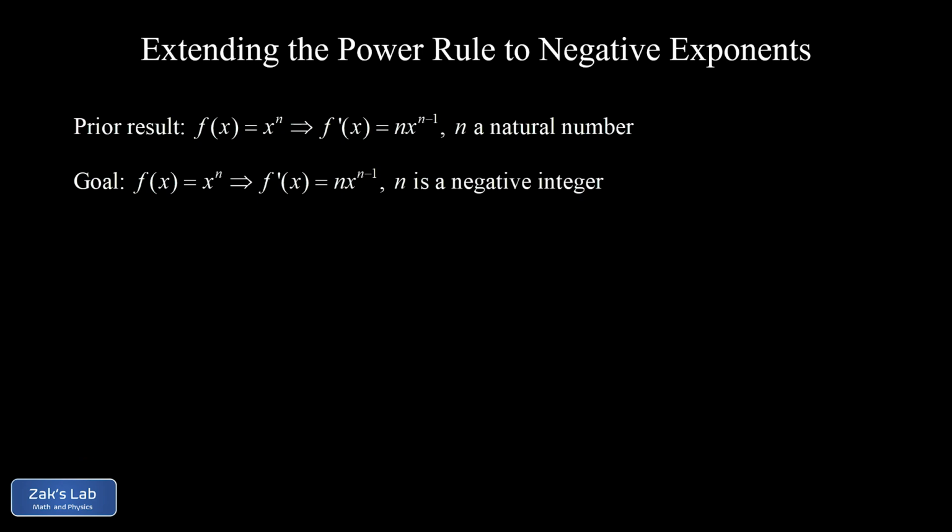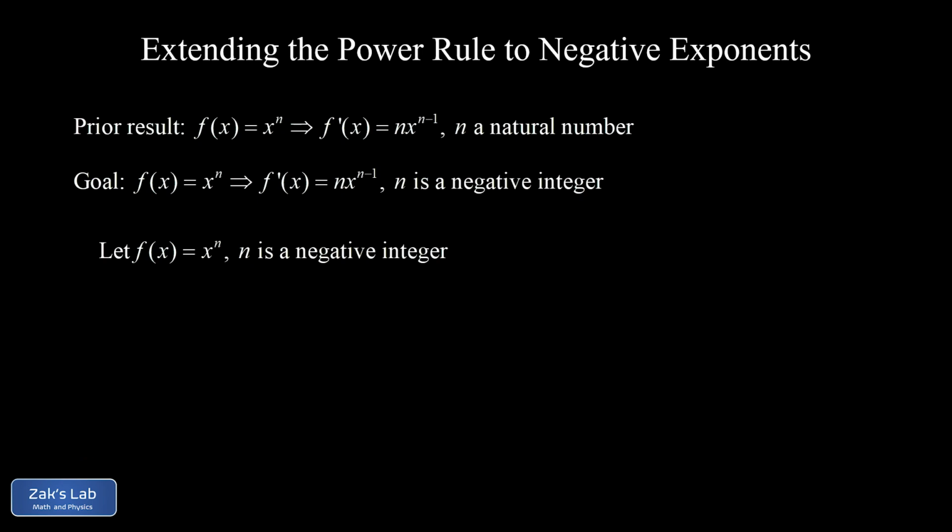So we still get the same form, nx to the n minus 1, even if n happens to be a negative integer. And this is going to allow us to differentiate functions like x to the negative third, for example, which we could write as 1 over x cubed. So to start our proof, we're just going to let our function f of x be equal to x to the n, where n is a negative integer.